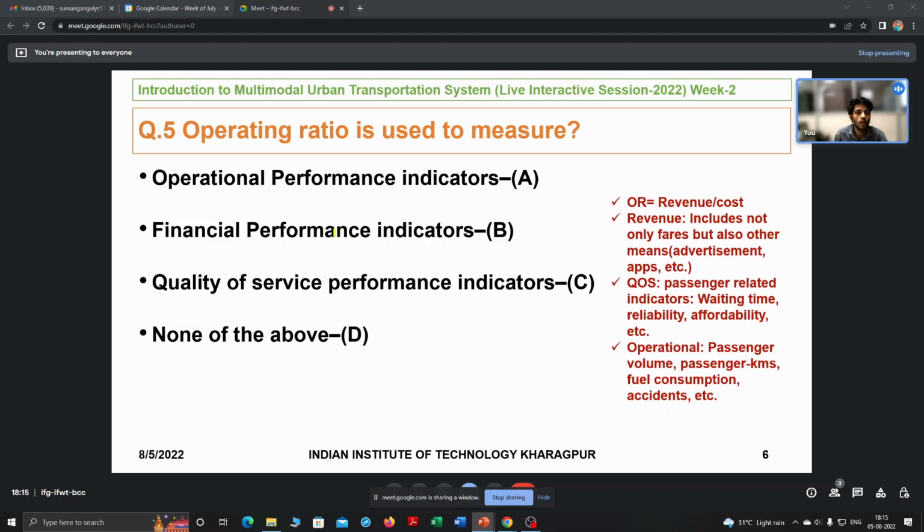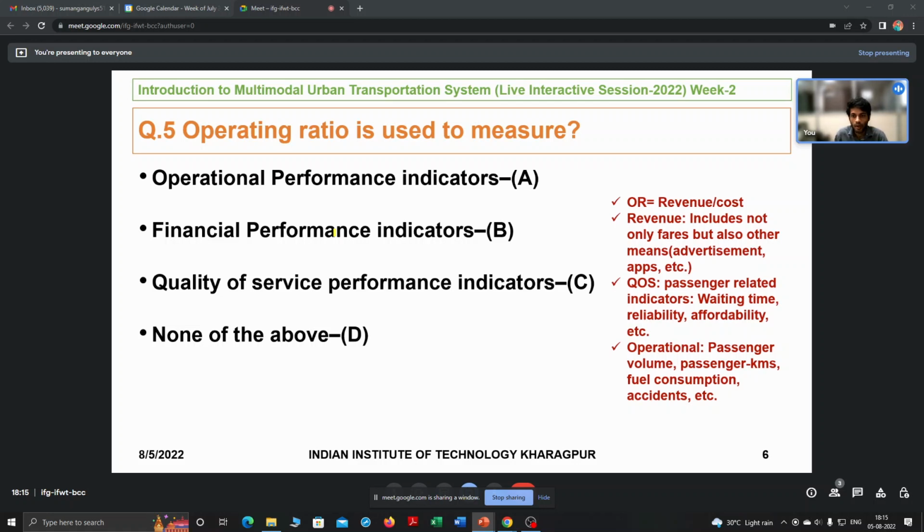Then what is the fuel consumption? It is also a measure, because you need fuel to run a bus while it is in operation, right? So that is also a kind of operational performance measure. The next one is accidents. Also, while the bus is operating, there could be accidents. Those things one should take care of while evaluating the operational performance measures.